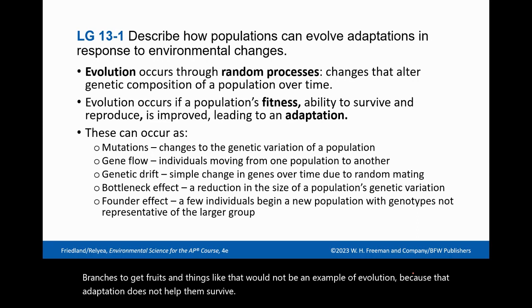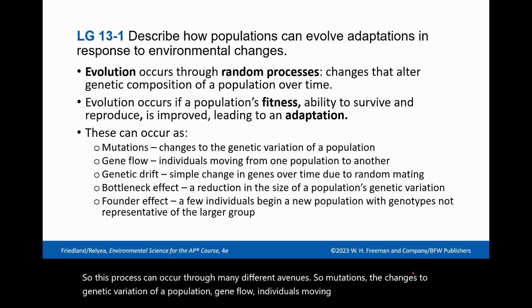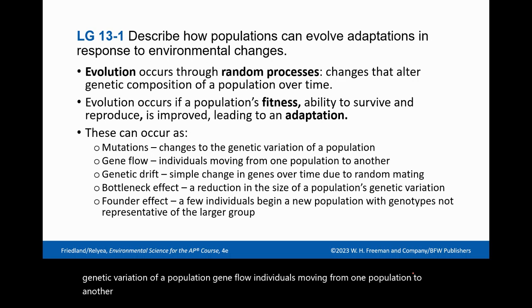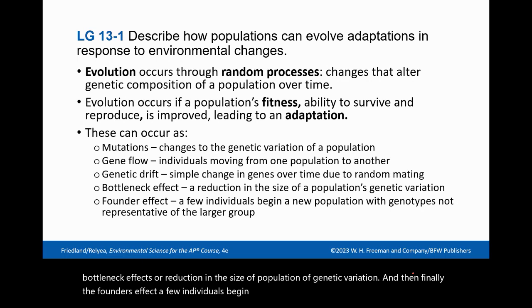So this process can occur through many different avenues. Mutations, the changes to genetic variation of a population; gene flow, individuals moving from one population to another; genetic drift, a simple change in genes over time due to random mating; bottleneck effects, a reduction in the size of a population and its genetic variation; and then finally, the founder effect: a few individuals begin a new population with genotypes not represented by the entire group.